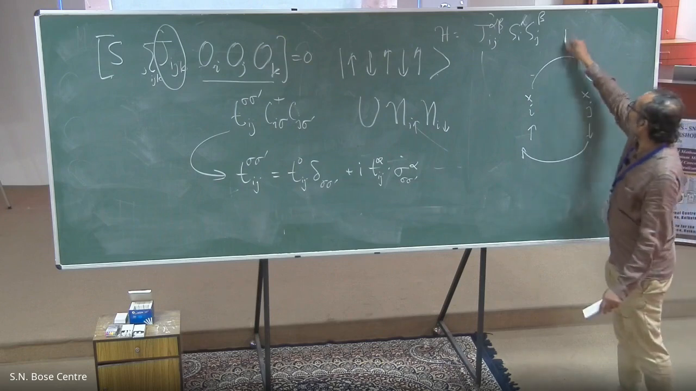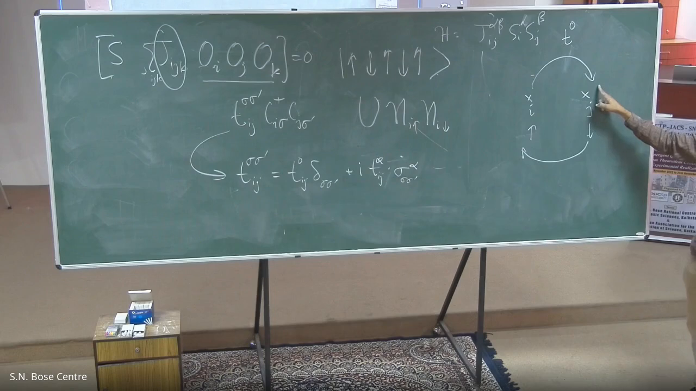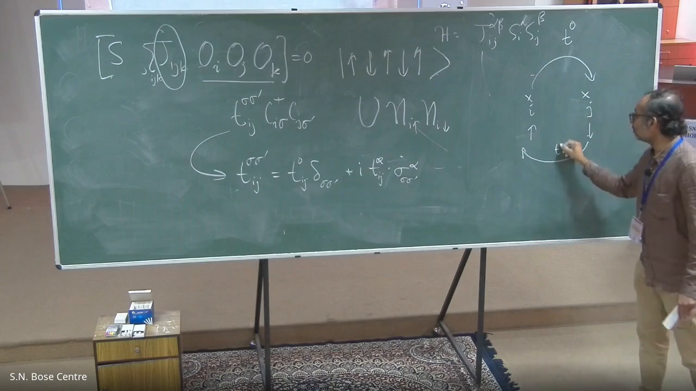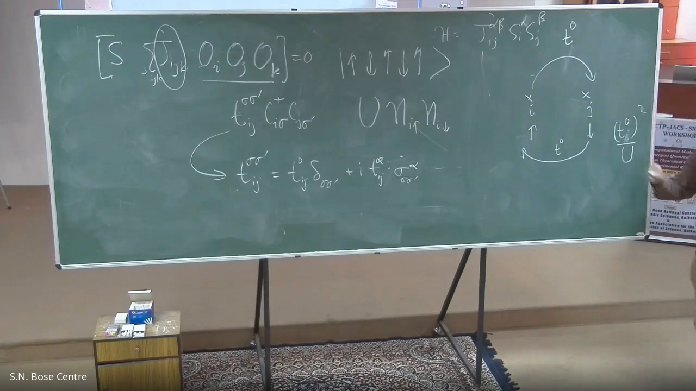I can think about going from here with a spin independent process and coming back with a spin independent process. That would give me t naught squared over Q. That would be present even if spin orbit coupling is not there. So this is the coefficient that dictates the Heisenberg term.